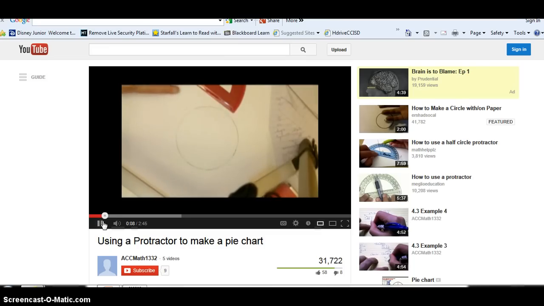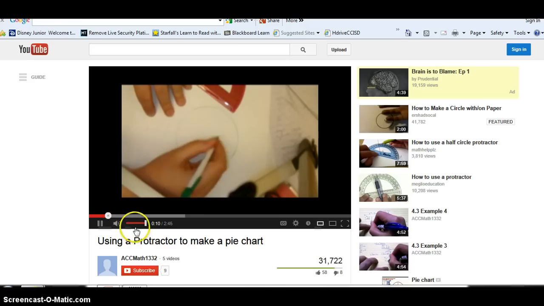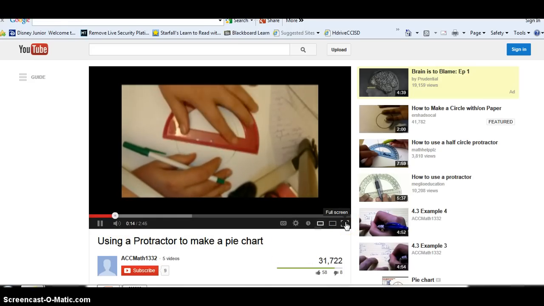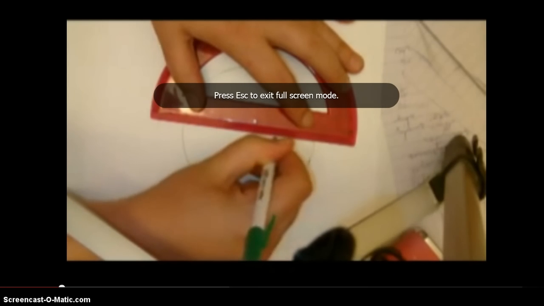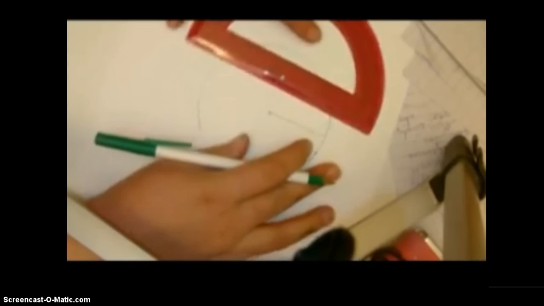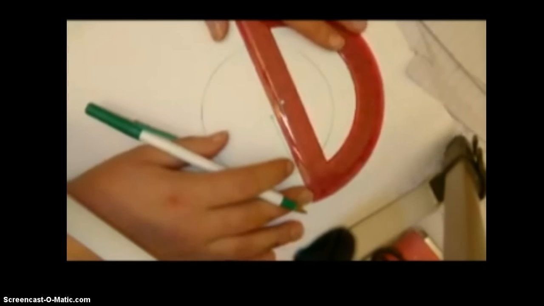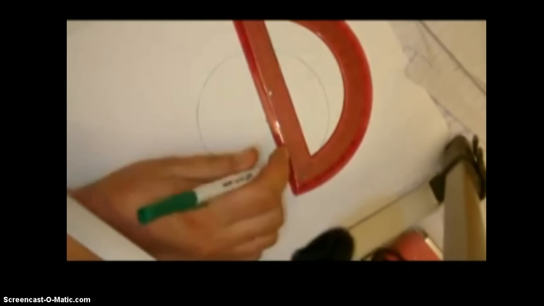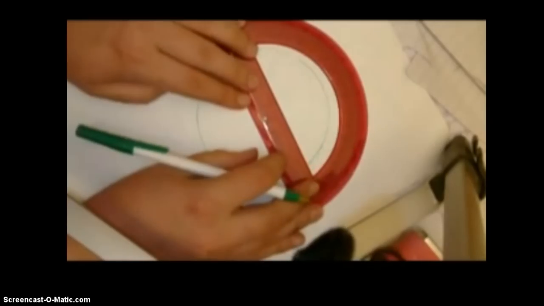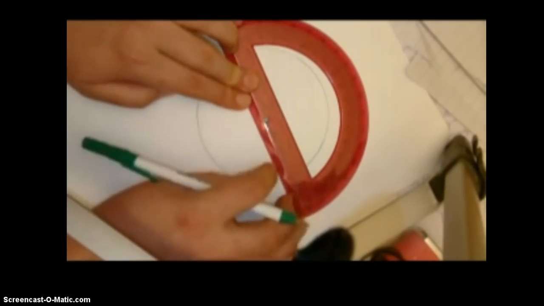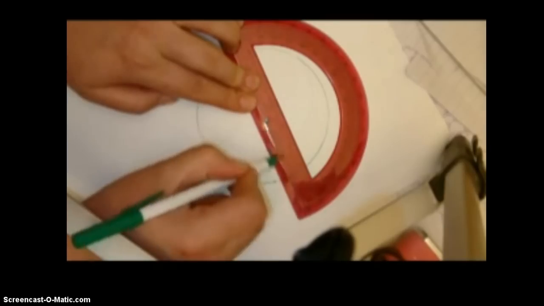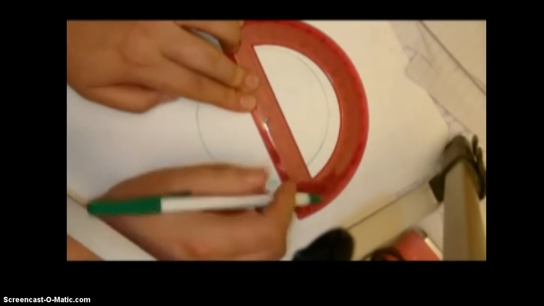Right. To begin, we draw a center of the circle and a radius, which is the length from the outside of the circle to the center. At this point, you want to match up your hole in the protractor with the dot in the center of your circle, and match up this line with your radius.